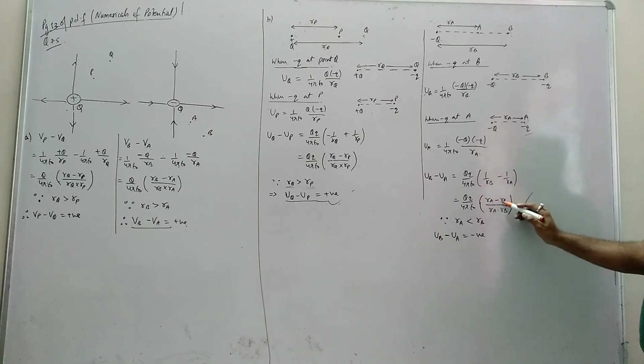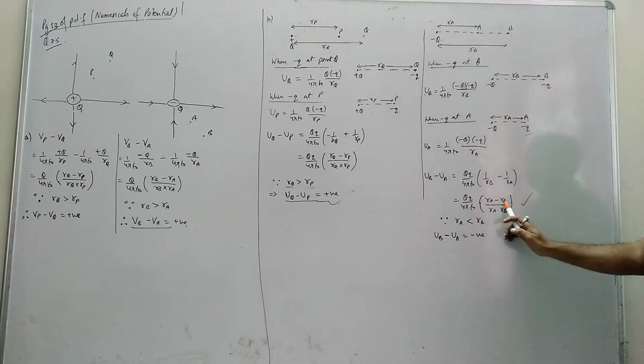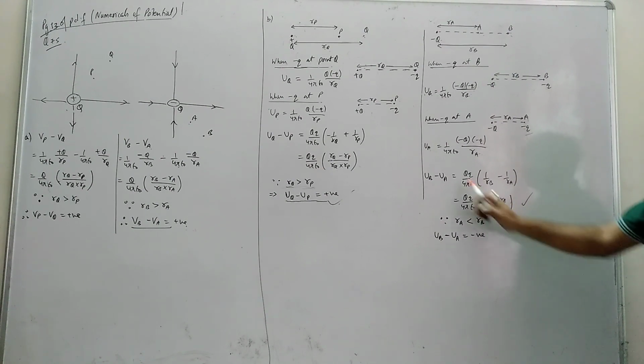So now, is RA bigger or RB bigger? From the figure, you can see RB is more. So what happens here? Smaller minus bigger is coming. That means this value will be negative.